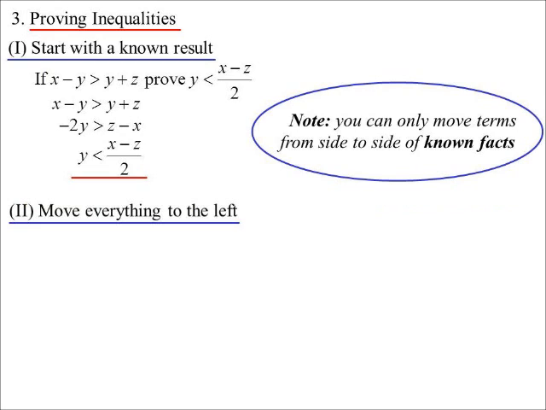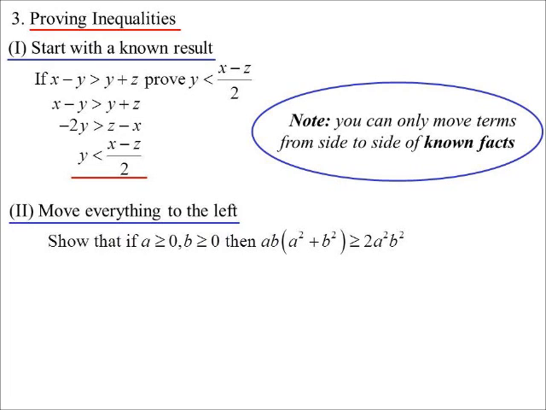Move everything to the left. That's what I was talking about with left-hand side minus right-hand side. So, okay, we're told a is always positive, b is always positive. We want to prove ab(a squared plus b squared) is always greater than or equal to 2a squared b squared. Okay, looks a bit tricky.